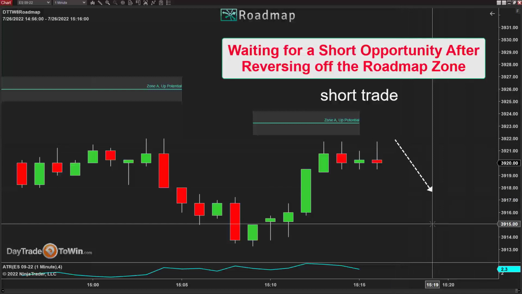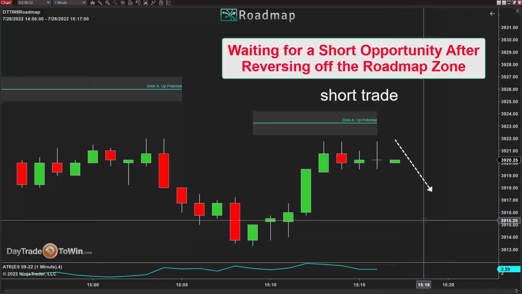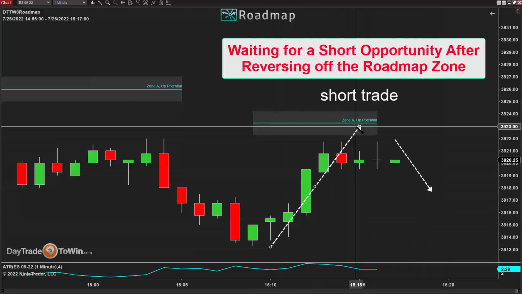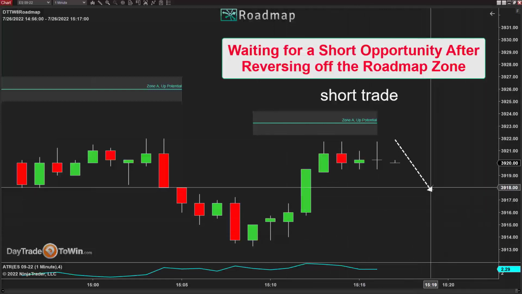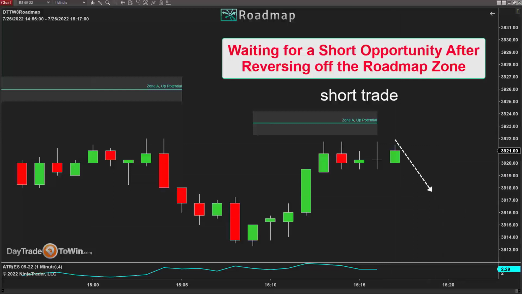So remember, we are looking for an opportunity to go short, but not long once it lands in this zone. So remember, right now what this is telling me is short trade possible. It's a short trade possible as long as it lands in the zone and then begins to reverse off of it.